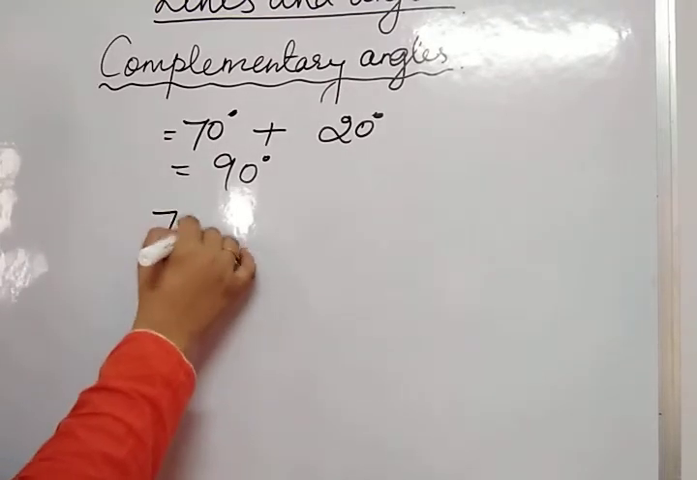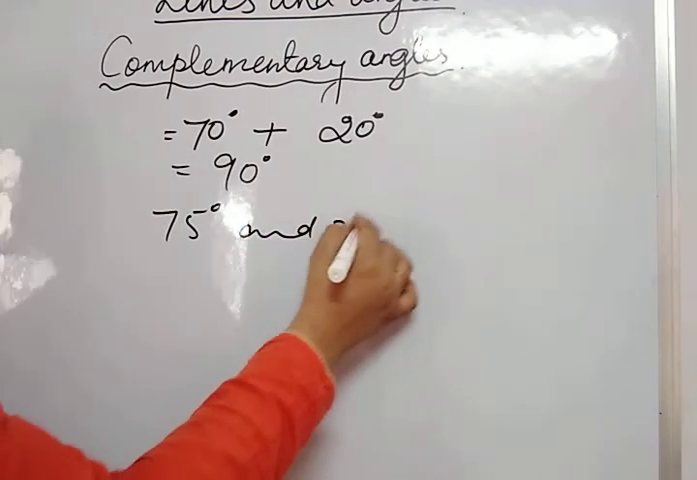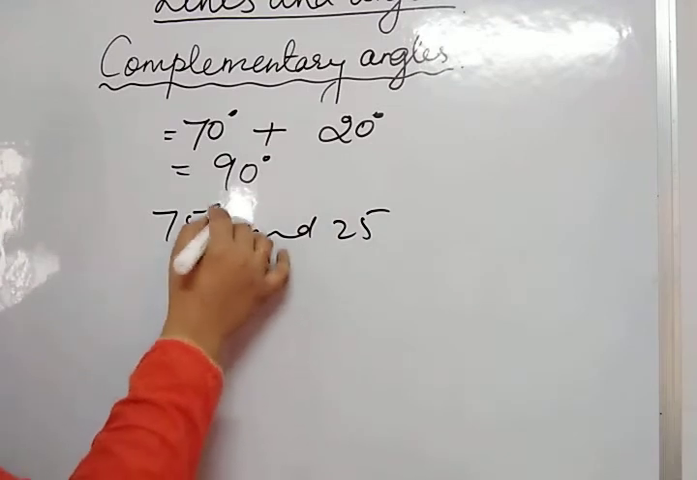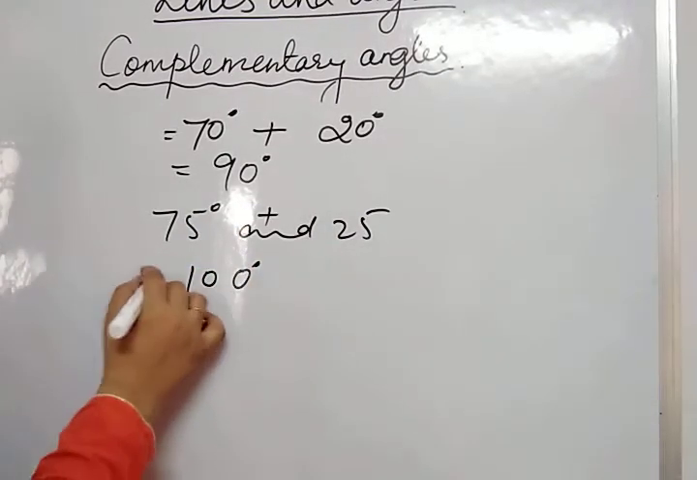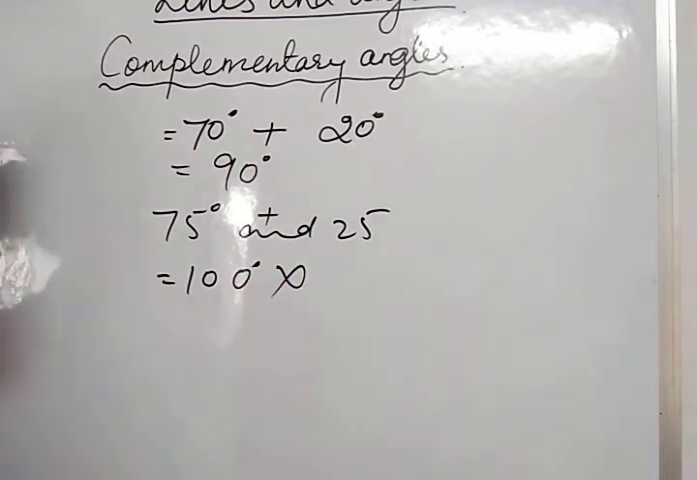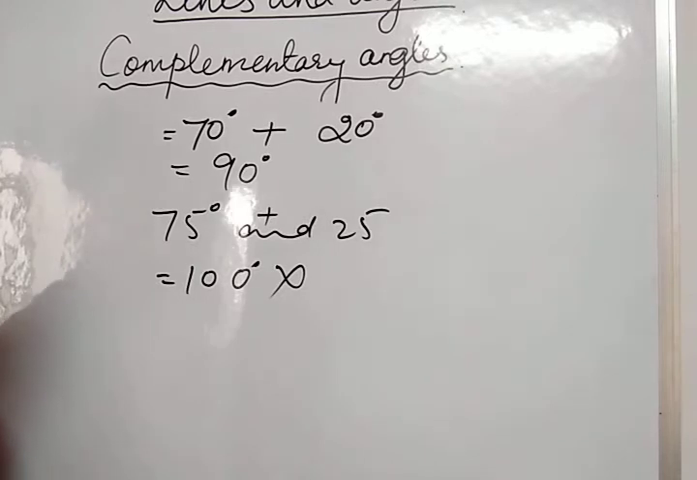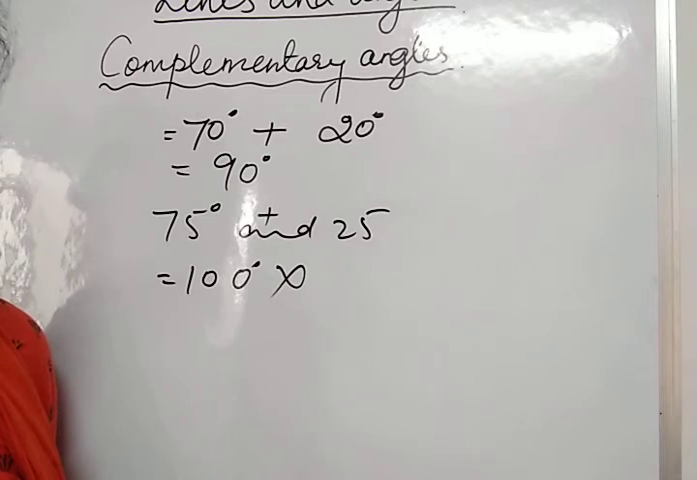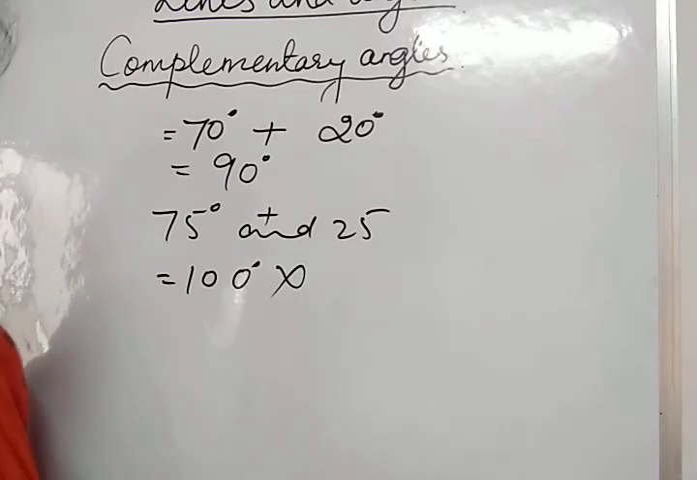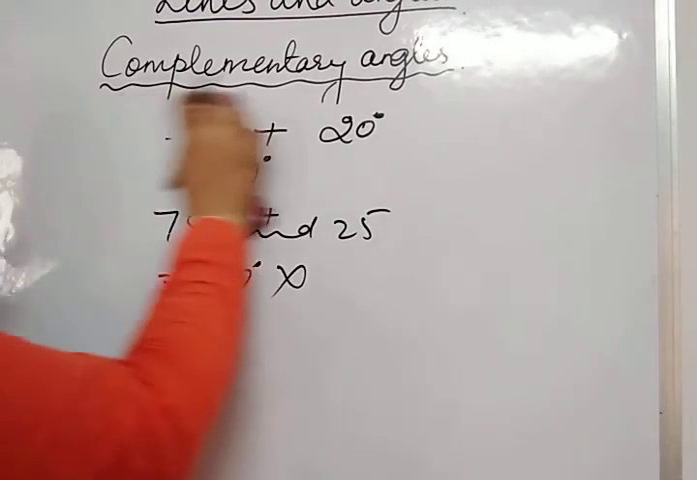And the other pair is 75 degree and 25 degree. Now their sum is 100 degree. So these are not a pair of complementary angle because their sum is not 90 degree. It is compulsory that their sum should be 90 degree. In the next question you have to find out the complement angle of the given angle. For that you will subtract it from 90. Now see the third question.